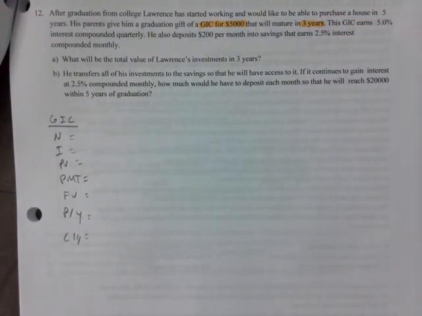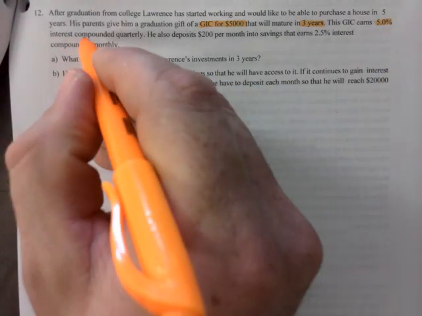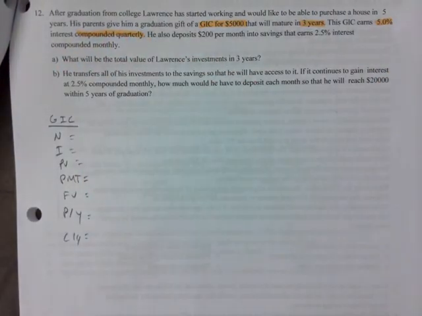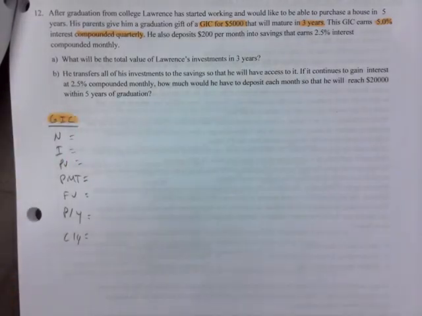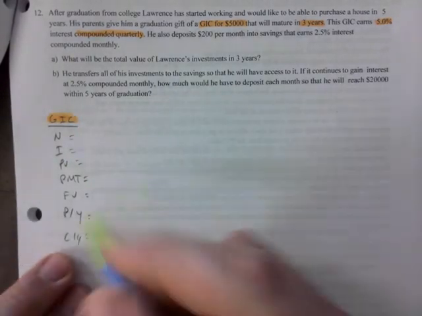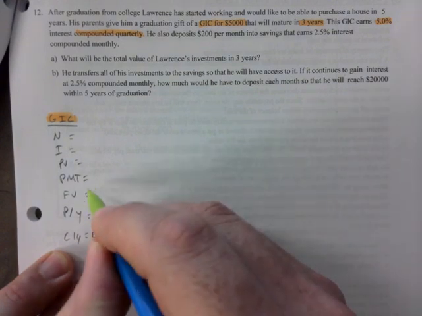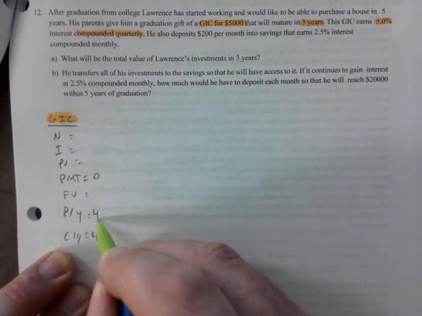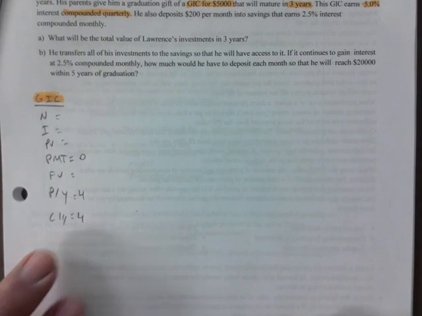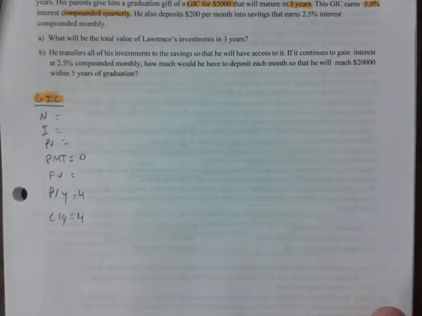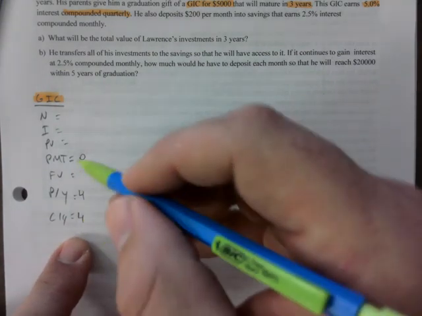So the GIC itself is a 3-year term, and it earns 5% compounded quarterly. So let's just talk about the GIC here real quick. I'm just going to highlight that orange. I start with my compounding, which is 4. Since there are no payments, these are the same. So once you have your compounding, which is, you know what, I haven't seen many questions where they ask you for the compounding, really. They just give it to you, right?